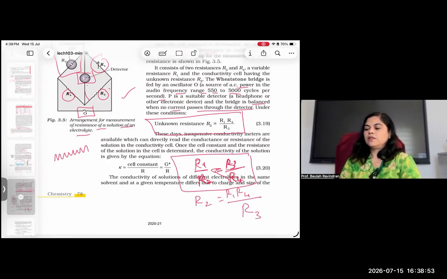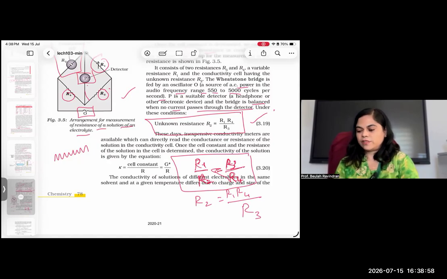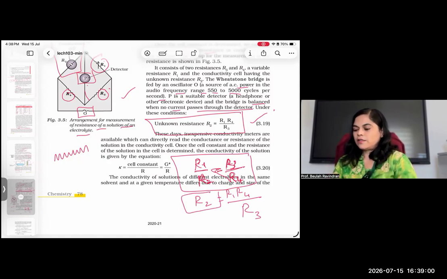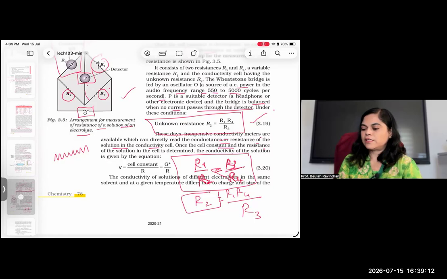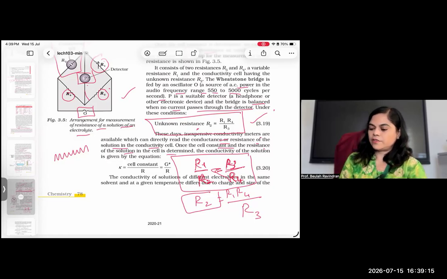So this is the way you can find out the unknown resistance, since R2 is the unknown resistance. After finding the unknown resistance, we get the conductance or resistance of the solution in the conductivity cell. Once the cell constant and the resistance of the solution in the cell are determined, the conductivity of the solution is given by this equation.